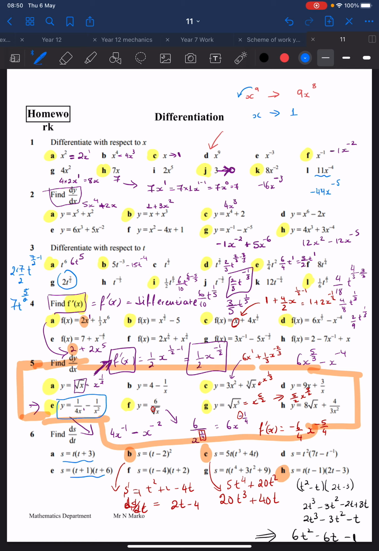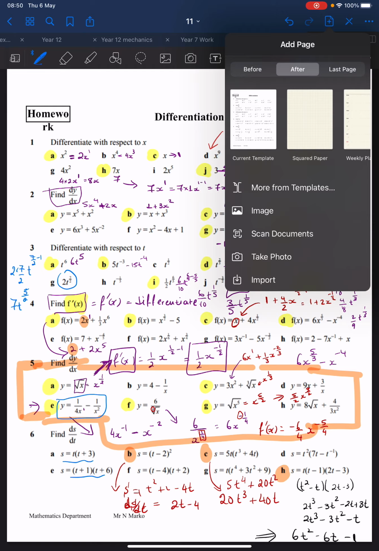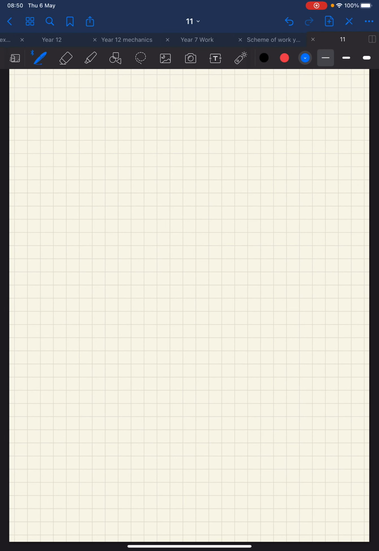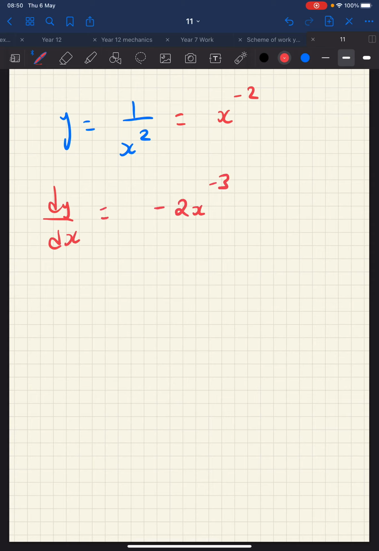So say for example, I've got y equals 1 over x squared. How would I differentiate that? Well, first of all, that is equal to x to the power of minus 2. So therefore I can differentiate this, dy over dx would be equal to minus 2x to the power of minus 3.